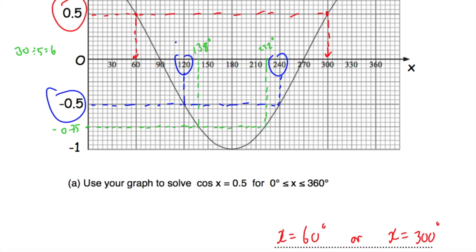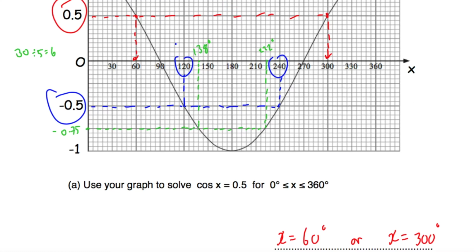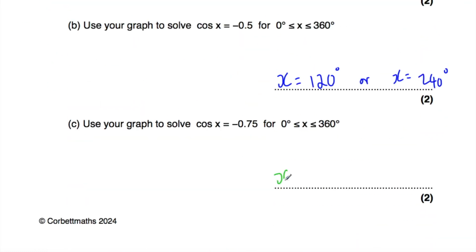If you actually work out the cos of 138 degrees, you get minus 0.743 and so on. But using the graph, that's our approximate answers. X is approximately equal to 138 degrees, or X is approximately equal to 222 degrees using the graph. And that's it. Okay, let's look at our next question.